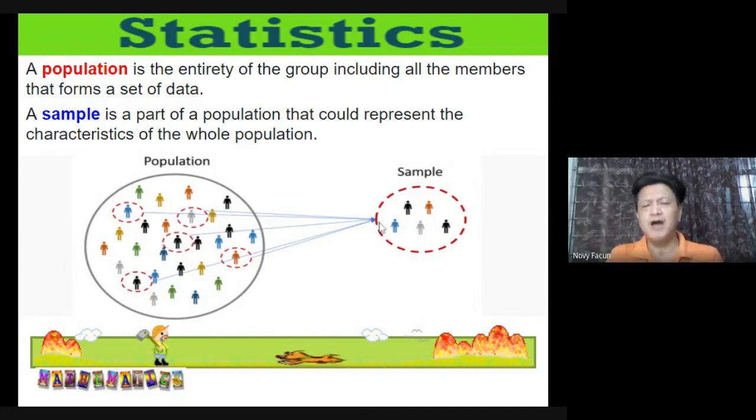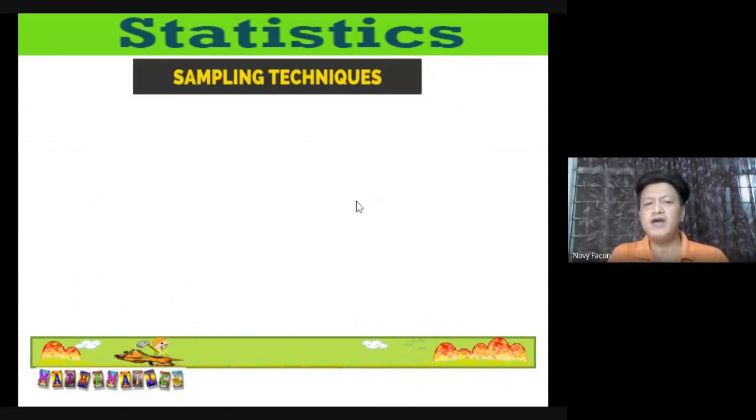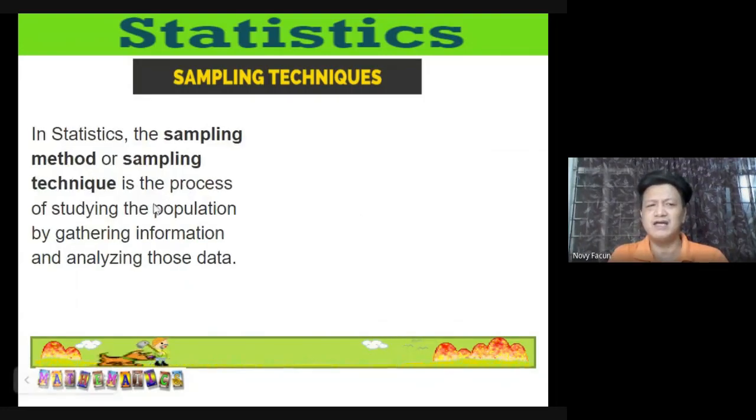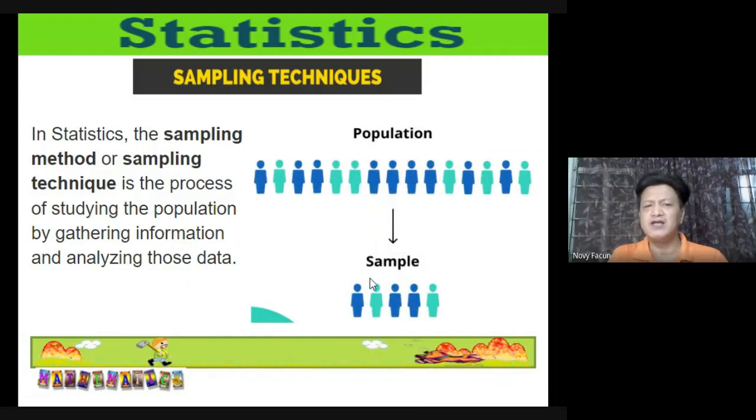And with that, paano ba tayo kumukuha ng sample doon sa ating population? We have the different techniques. So when we say sampling techniques, in statistics, the sampling method or sampling technique is the process of studying the population by gathering information and analyzing those data. So kung mapapansin natin, bakit ba kailangan natin ng sample? Kailangan natin ng sample kasi sila yung magre-represent doon sa kabuuan, yun yung population.